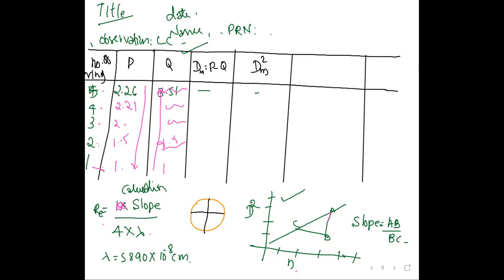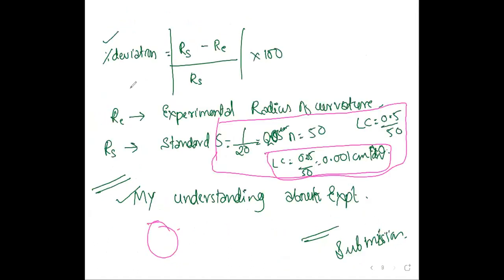Then calculate the percentage of deviation. The standard is the radius of the lens that you set in the simulation; in my case that is 75 centimeter. Compare it with your obtained radius of curvature, solve this, then write down the result and your understanding about the experiment and submit. Is it clear?